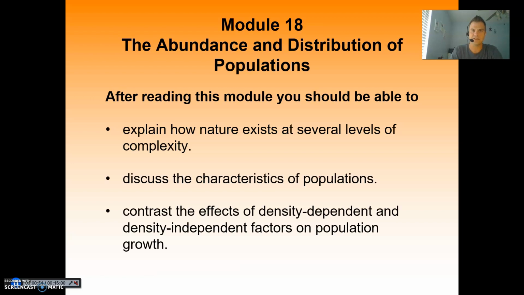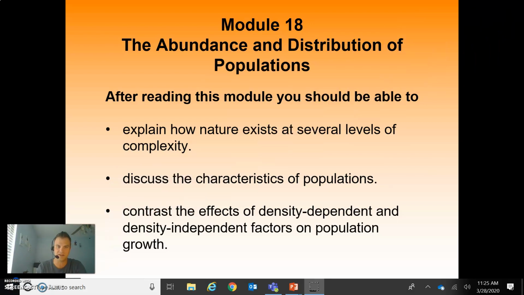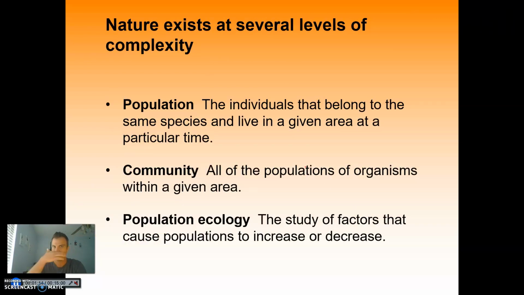Module 18 is on the abundance and distribution of populations, and after talking about this and reading this in the textbook, you should be able to explain how nature exists at several levels of complexity, discuss characteristics of population, and contrast the effects of density-dependent and density-independent factors on population growth, which we'll get into. All right, so what is a population? We're going to talk about different levels of complexity within an ecosystem.